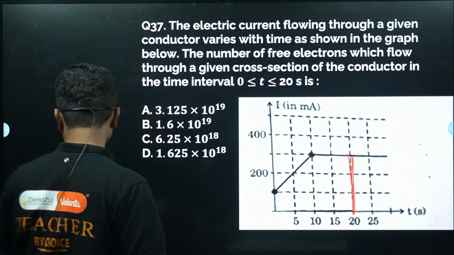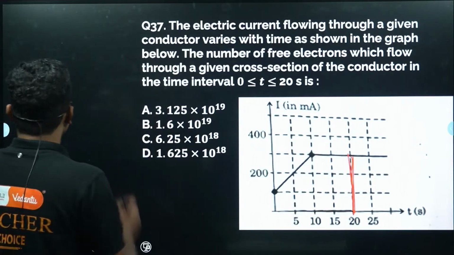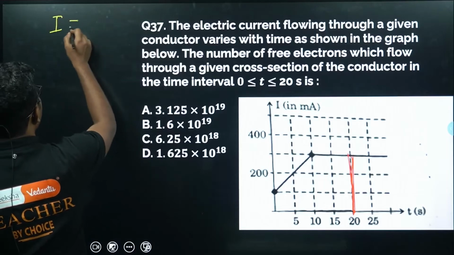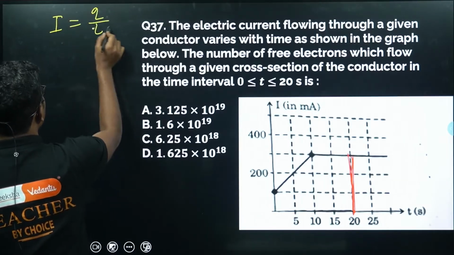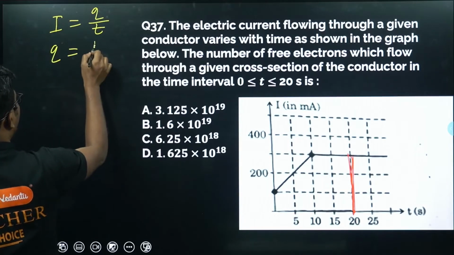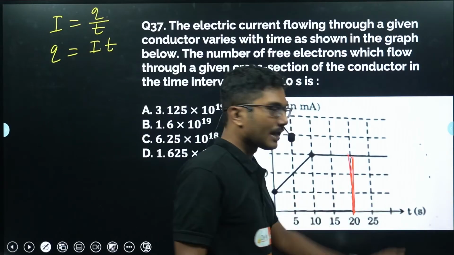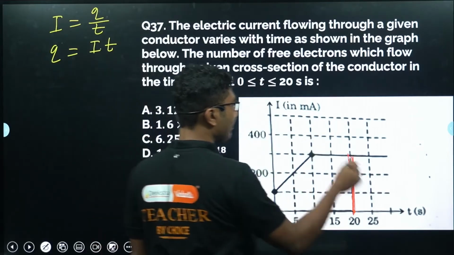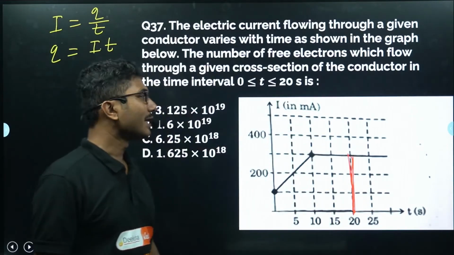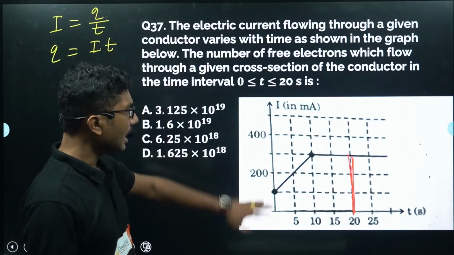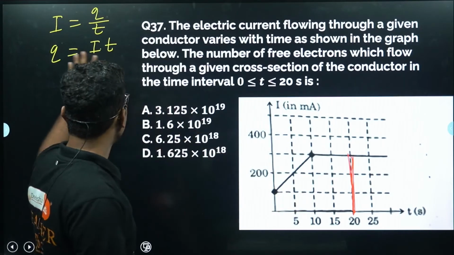So now you remember that current is given by Q by T, right? So Q is basically I times T, right? So here I versus time graph is given. That means what we can say is I times T is the charge.